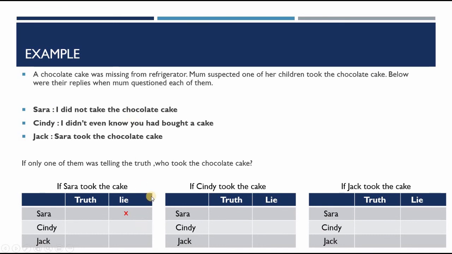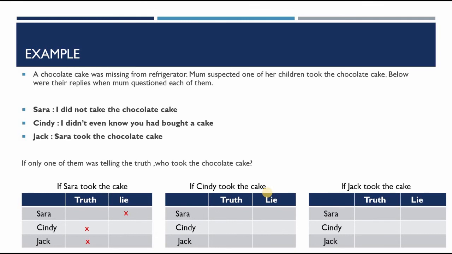So Sarah is lying. Sydney, "I didn't even know you had bought a cake." Sydney is telling the truth. And Jack, "Sarah took the chocolate cake." And Jack is telling the truth too. So this can't be our answer, right? Because here two persons are telling the truth, but we need only one person.